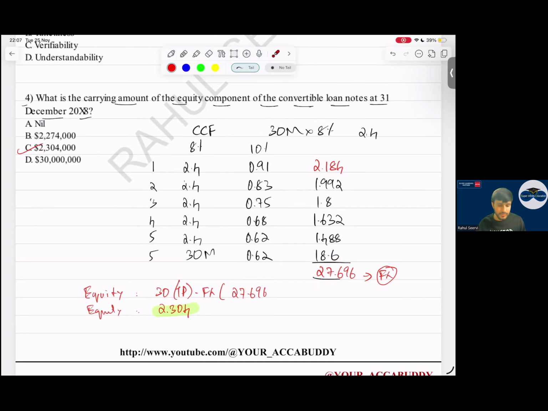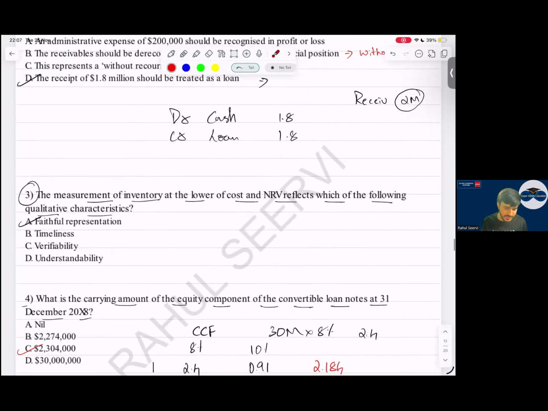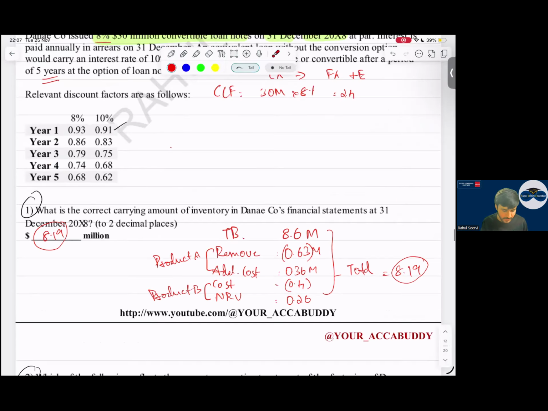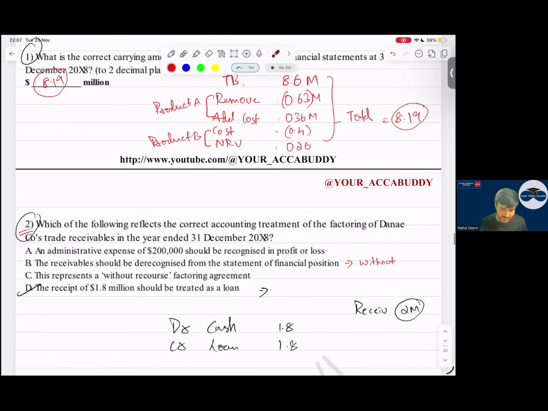Yes sir. So till now we have done four questions from this case study. Nothing was out of the box, I think. Then chalo, the last question. Let us see the last question.